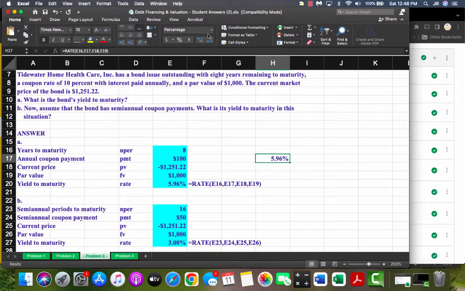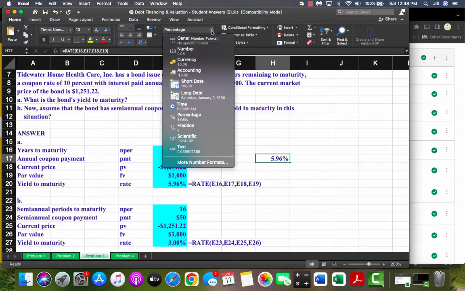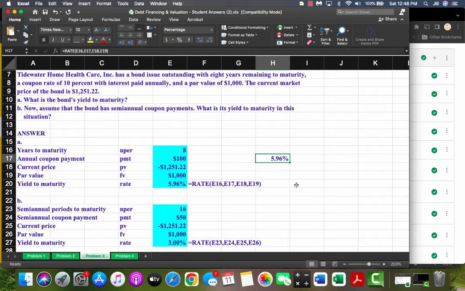And if you just go, at least on my machine, this is a Mac, it might not work with Excel, depending on what version of Excel you have, or if you're using a PC. I only have to go up and click, drop into this drop down, click percentage, and it'll show me the percentage with 2 decimal points.